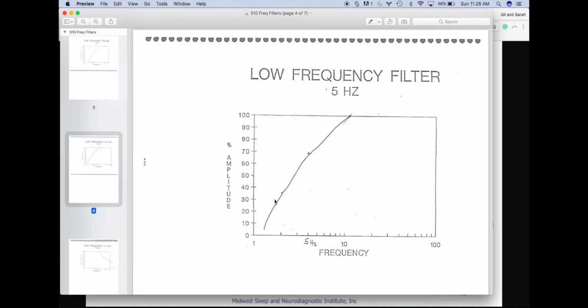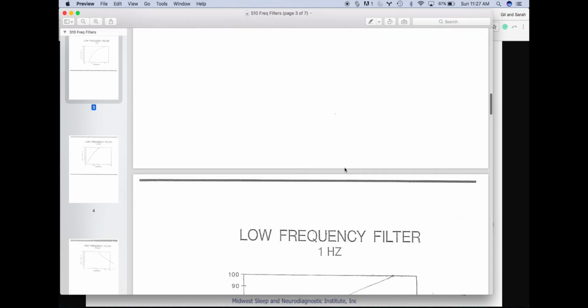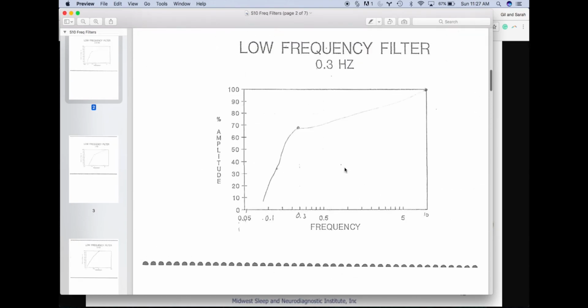So I move to the left. I find what half of 5 is going to be. It's going to be 2.5. I imagine 2.5 is this tick right here. I go up and I find my 30% dot. I make my dot here. I connect it just like the high frequency filter, and then I continue with my curve. And it's going to be the same for your 1 hertz frequency filter. You're going to find 1 hertz, draw it up 70%, and it's going to be the same for your 0.3.